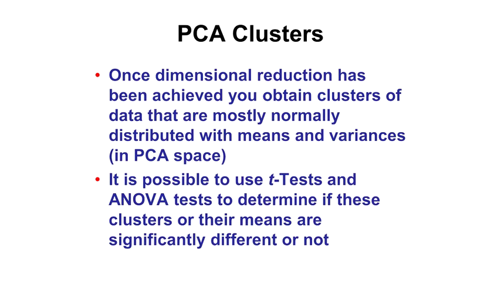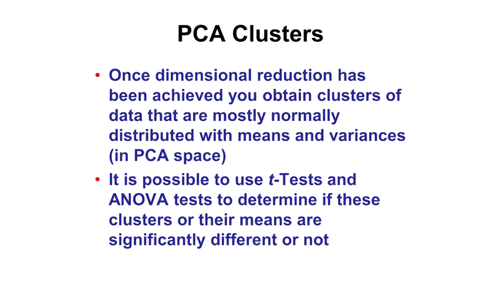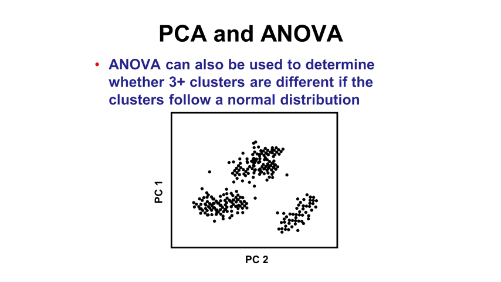So once you've done this dimensional reduction, you can now have clusters that are essentially normally distributed, which is something that we want. Remember, normal distributions, Gaussian distributions, mean we can do statistics. It means we have averages, means, and a variance, a standard deviation. And this is now presented in PCA space, 2 dimensions, 3 dimensions. In those spaces, we can now start doing things like t-tests or ANOVA tests to see if these clusters are truly different or not.